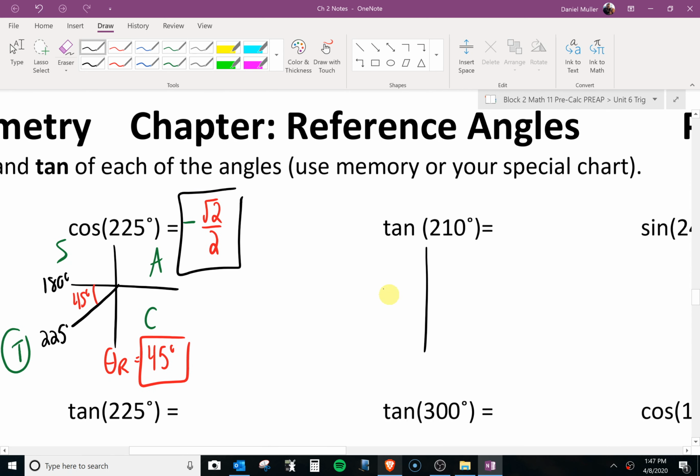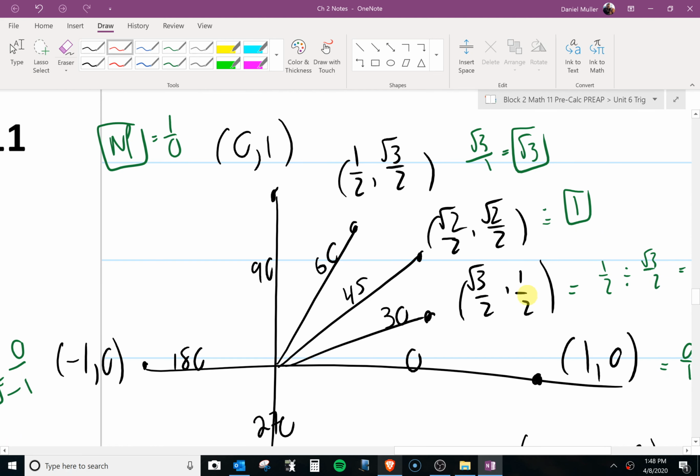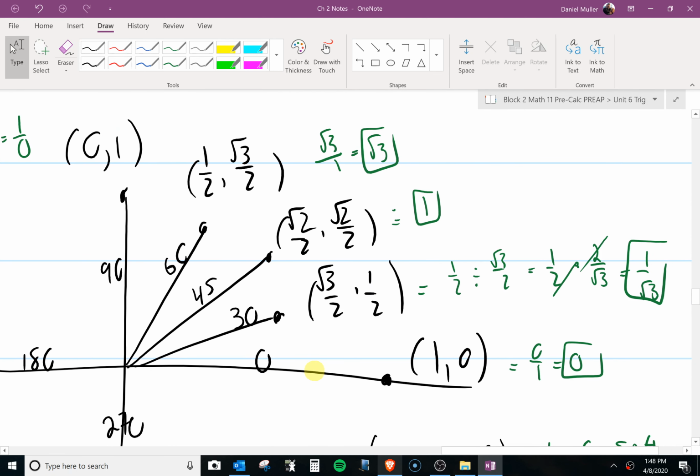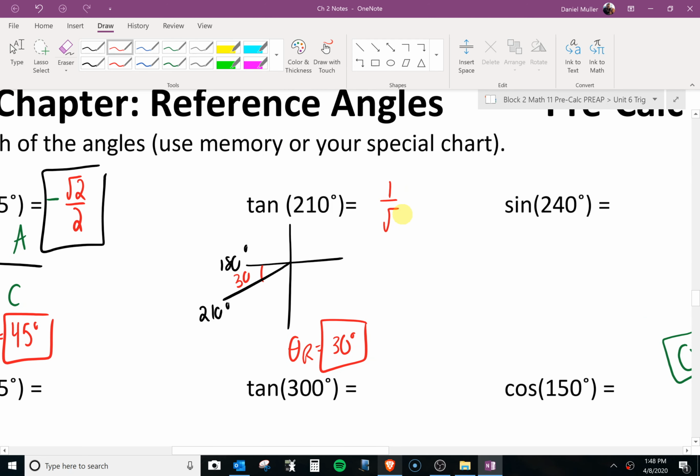Moving on, tan of 210. Right here is 180, here's 270, and 210 is kind of over there somewhere. I do not have that on my chart. It doesn't go to that number. So instead, I look at my reference angle. The gap in there is 30 degrees, so my reference angle is 30 degrees. So I'm going to look at tan of 30. Here's 30 degrees. This is the right over the left, which I already did, and it's 1 over root 3.